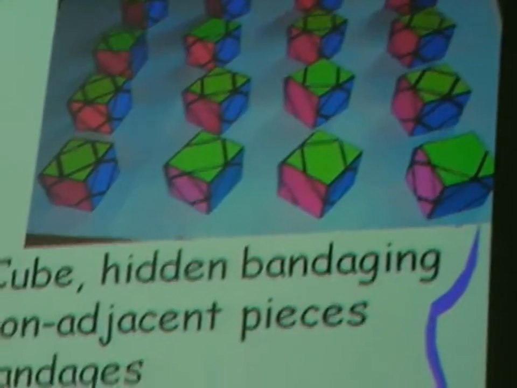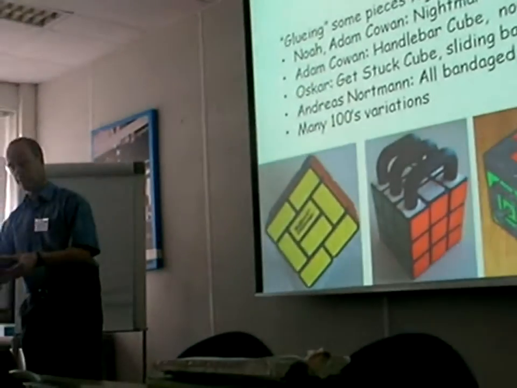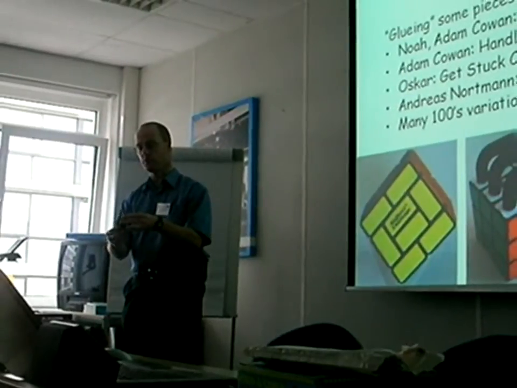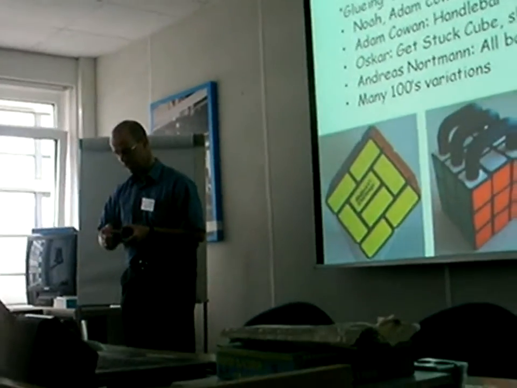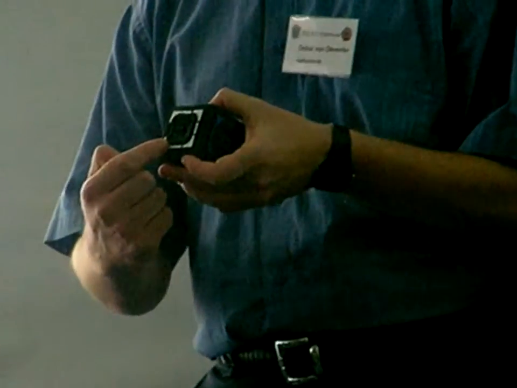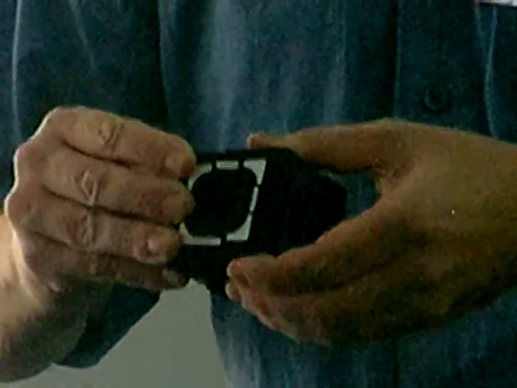Another bandaged puzzle is the Get Stuck Cube. It works like a Rubik's Cube. In some directions it turns like a Rubik's Cube, but it also has sliding pieces. I hope you can see it. Each face has a 3x3 sliding piece puzzle on top. The bandaging here is that some of the sliding pieces are combined. So this is a 1x2 sliding piece, and because of this piece, this rotation is locked. So I can't make this rotation, but I can make that rotation.